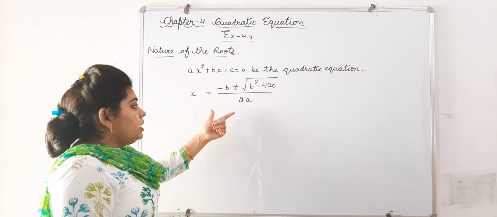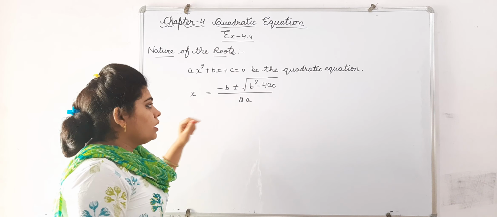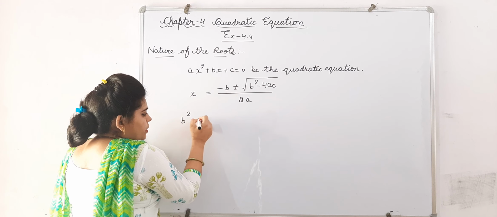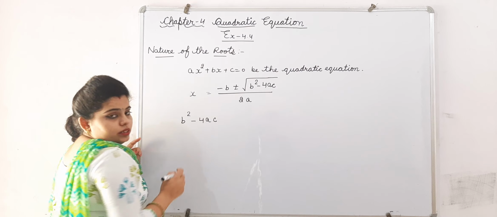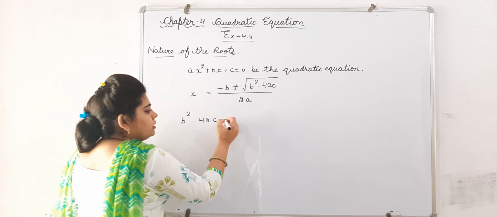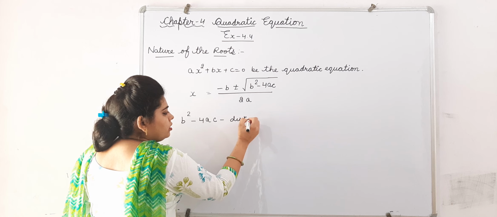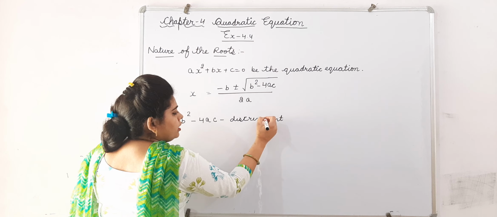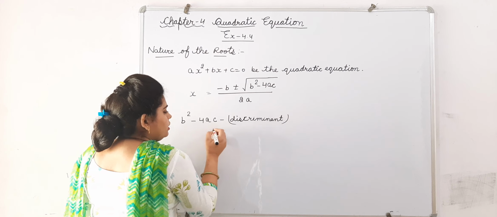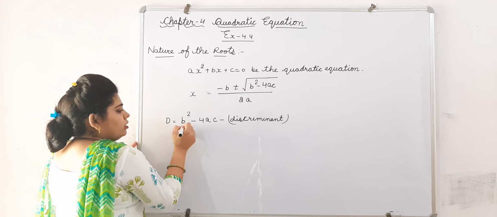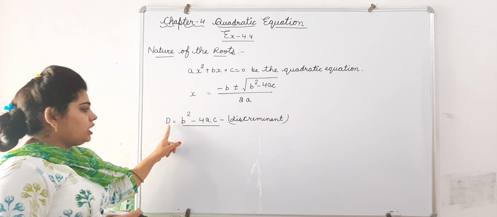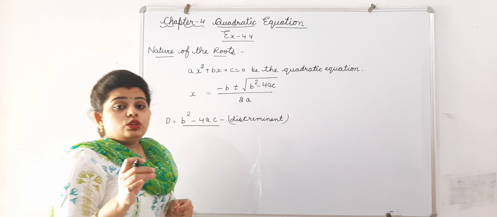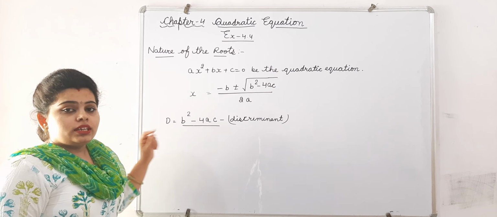Now we will study the nature of these roots, and this nature depends on the value b square minus 4ac. This value is called the discriminant and it is denoted by D. This D is the discriminant and it is equal to b square minus 4ac. Now the nature of the roots depends on this D.